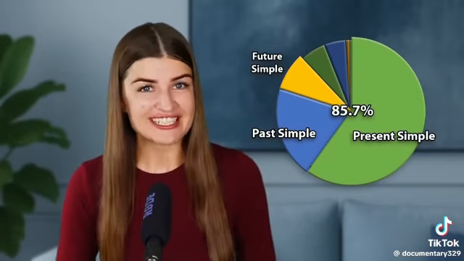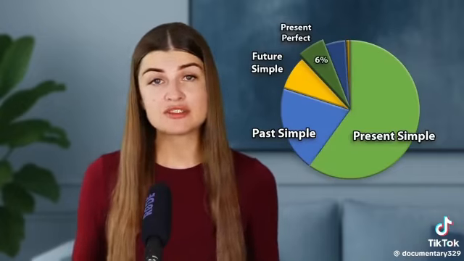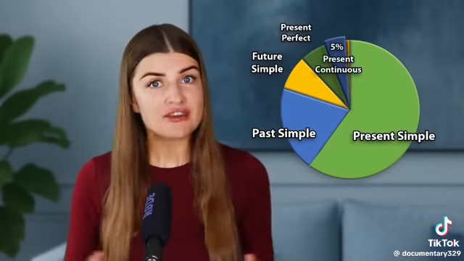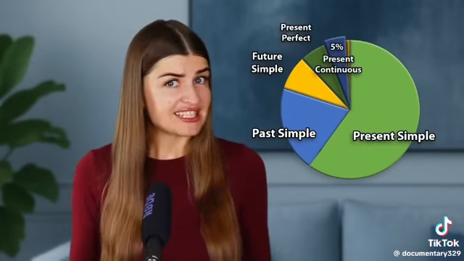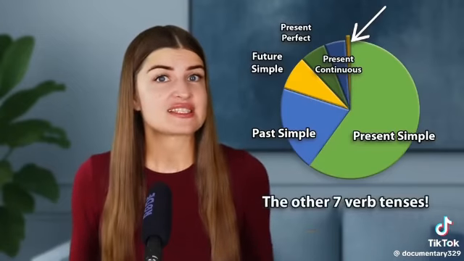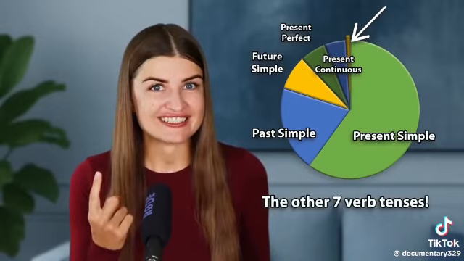Pretty amazing, right? After that, we have present perfect simple at about 6% and present continuous at around 5%. And the rest? Well, the other 7 tenses together make up just a tiny piece of the pie, about 1%. In the video title, I said 90%. That's just to play it safe.